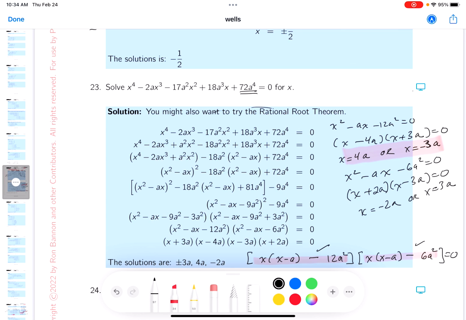Okay, I'm going to commit to that answer now. I want to look in the key, though. Plus or minus 3a. Do I see that? I sure do. I see it here and here. 4a. See it right there. Minus 2a. Again, if you want to check them, you can.